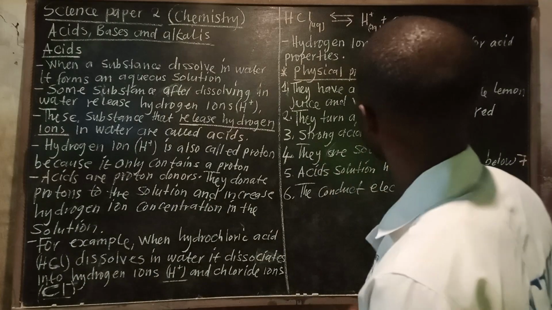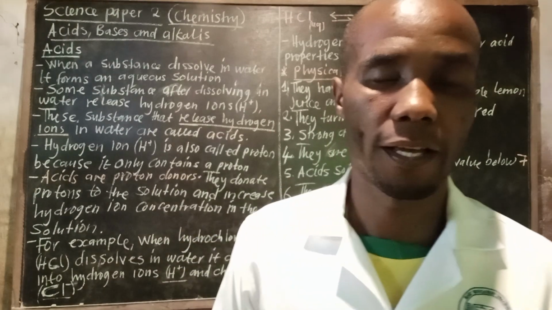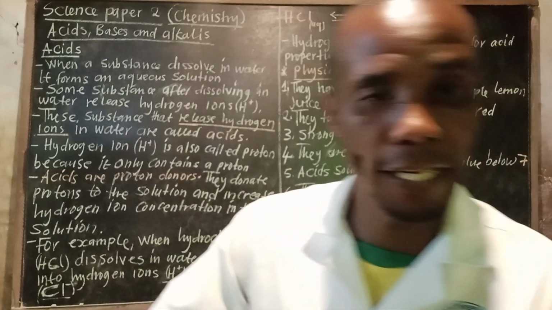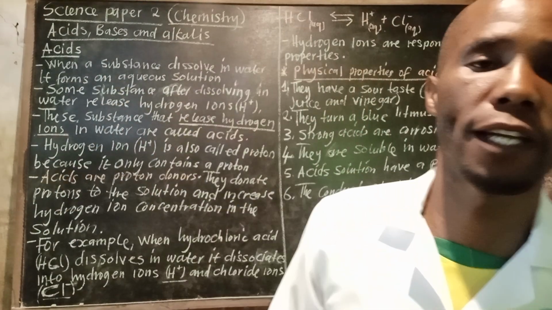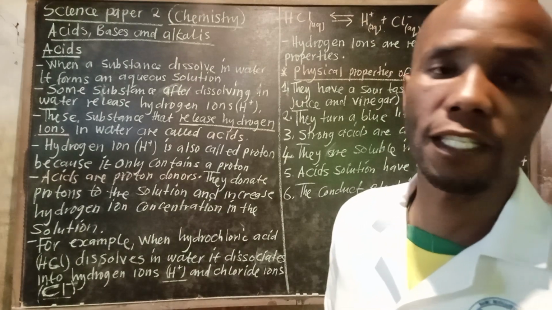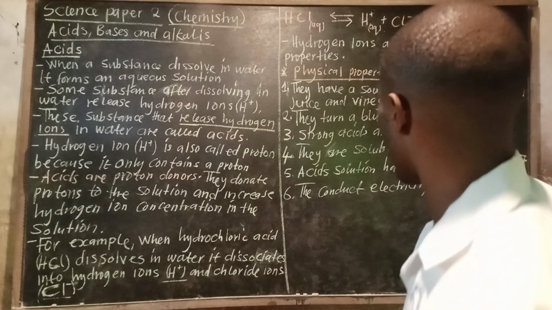Then two, they turn blue litmus paper red. If you want to tell that a solution is an acid, just get the litmus paper and put the solution onto it. It will definitely turn from blue to red. Just know that this is an acid solution.